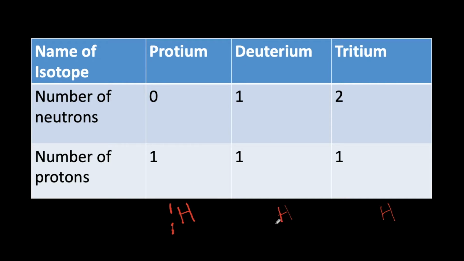Deuterium would also have an atomic number of 1 because it has 1 proton. It would have a mass number of 2 as it has 1 neutron and 1 proton. We add those together to get 2.